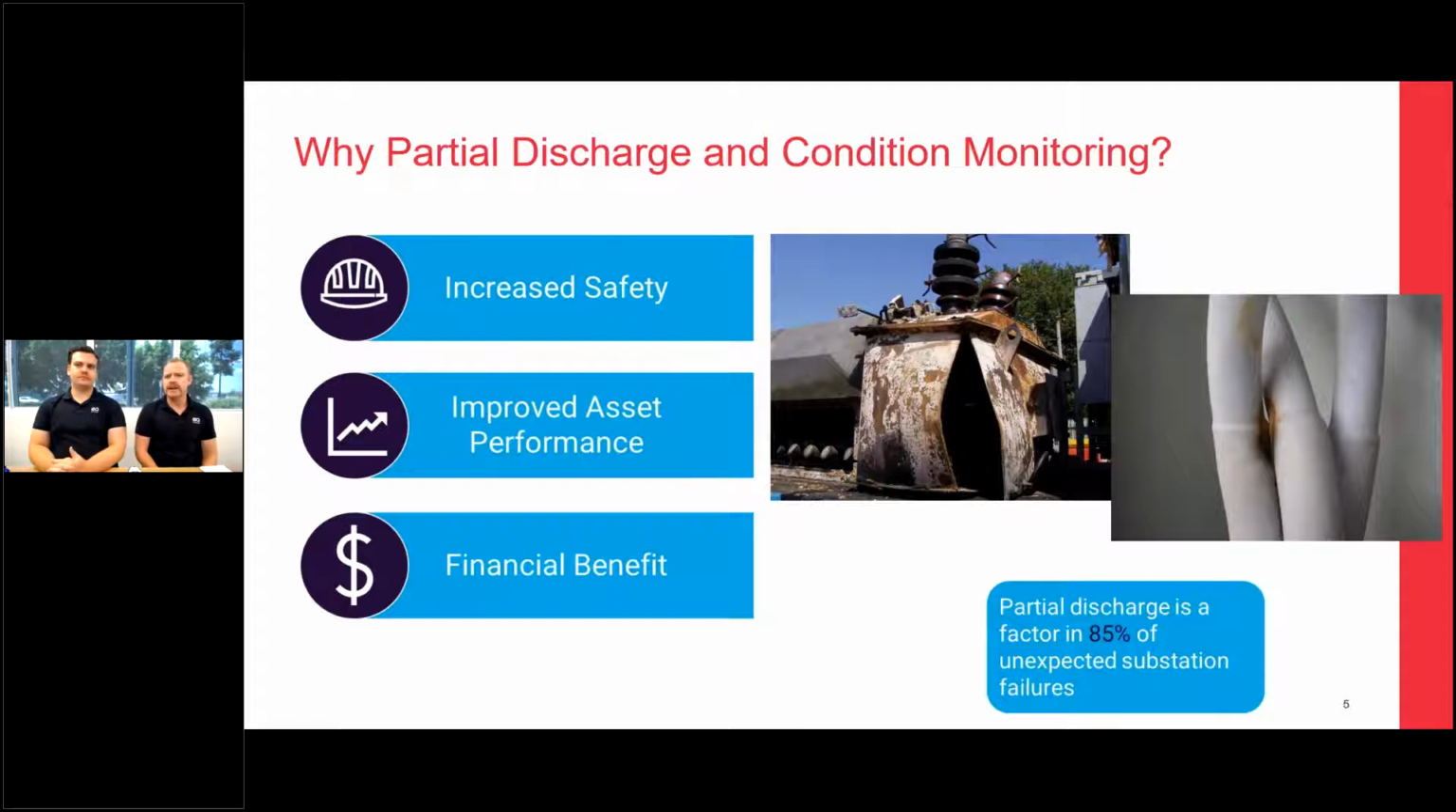PD is a factor in around 85% of unexpected substation failures. So it is a very, very, very good test to run on your high voltage assets to see what condition it's in and, you know, pick it up before failure. And that's what it's all about.